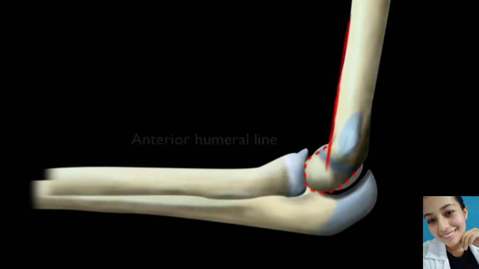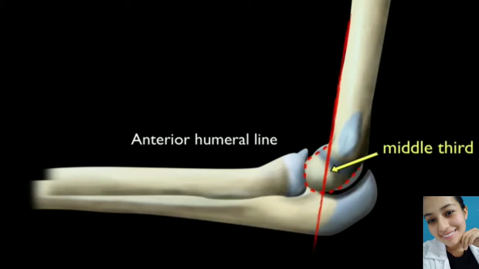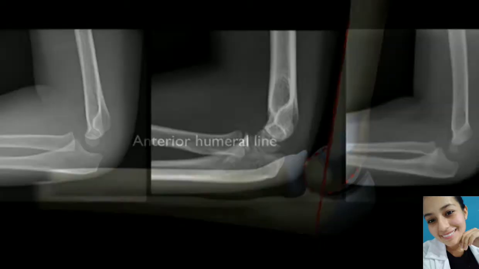A line drawn down the anterior surface of the humerus should intersect the middle third of the capitellum. Since the capitellum is displaced posteriorly in the vast majority of supracondylar fractures, this is an extremely helpful tool for demonstrating correct alignment at the elbow joint. Let's look back at our cases.